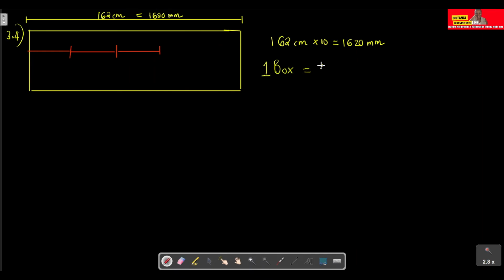We already know that one box is equal to 345 millimeters. That is the length of one box. But we want to determine how many boxes we can fit into this bookshelf. So we're going to take that value of 1620, and use it to help us determine how many boxes we can fit into our bookshelf.